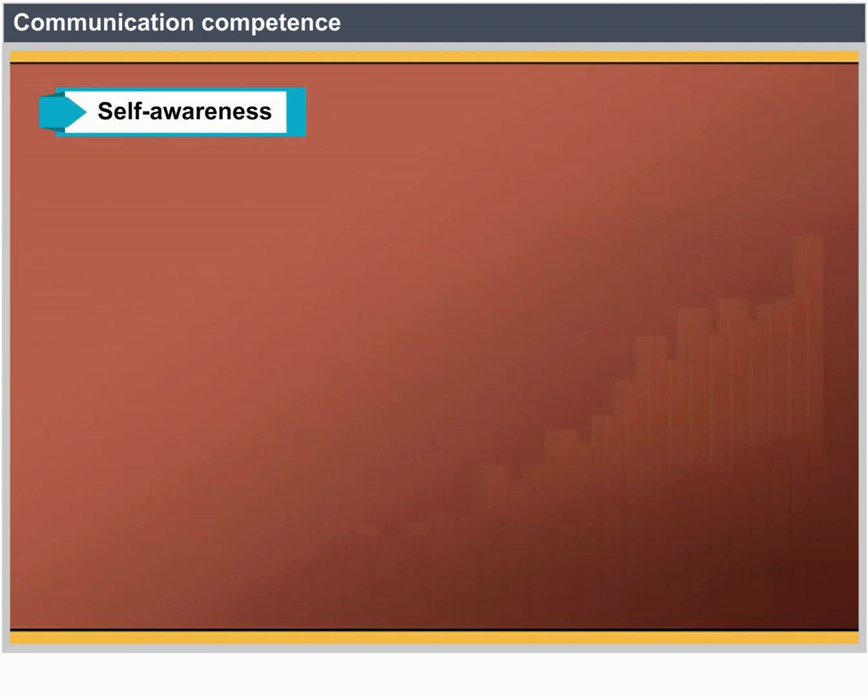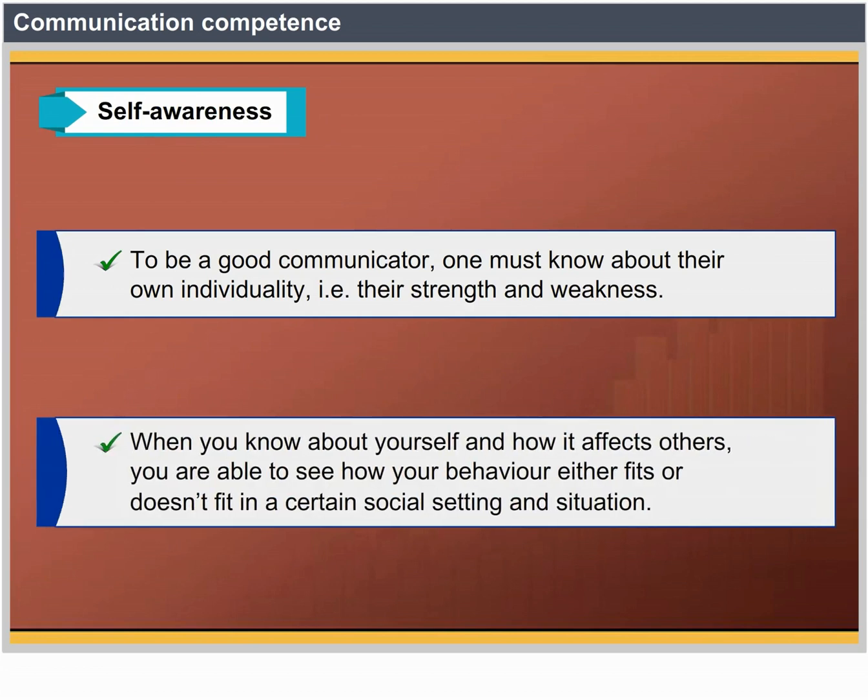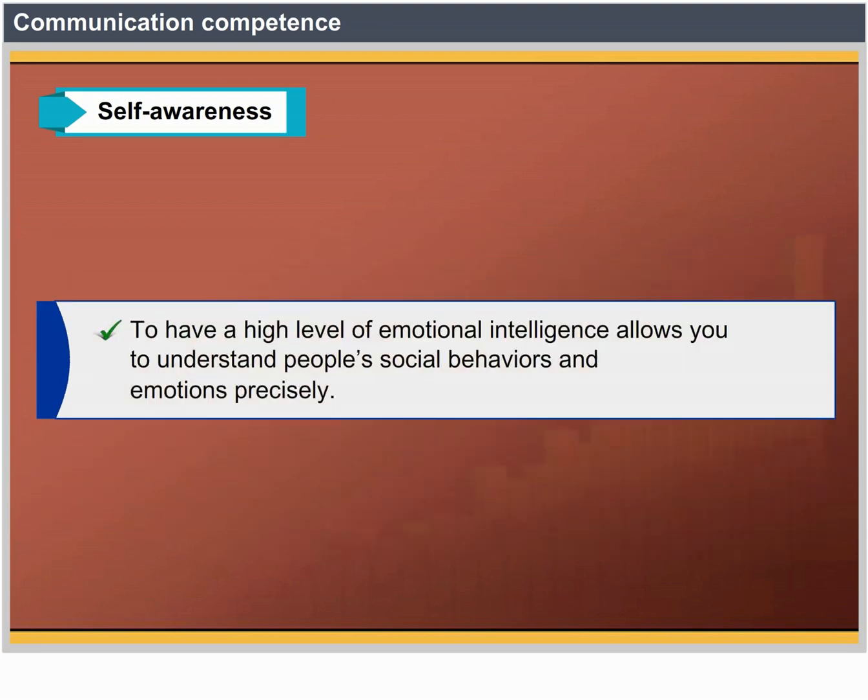Self-awareness. To be a good communicator, one must know about their own individuality and behaviors. When you know about yourself and how it affects others, you are able to see how your behavior either fits or doesn't fit in a certain social setting and situation. Having a high level of emotional intelligence allows you to understand people's social behaviors and emotions precisely.